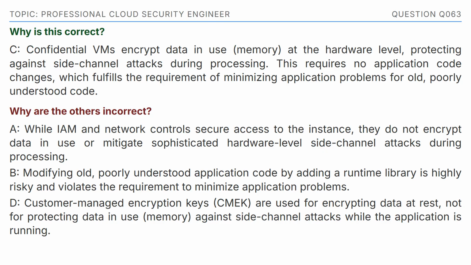Why are the others incorrect? A. While IAM and network control secure access to the instance, they do not encrypt data in use or mitigate sophisticated hardware-level side-channel attacks during processing. B. Modifying old, poorly understood application code by adding a runtime library is highly risky and violates the requirement to minimize application problems. D. Customer-managed encryption keys, CMEK, are used for encrypting data at rest, not for protecting data in use, memory, against side-channel attacks while the application is running.